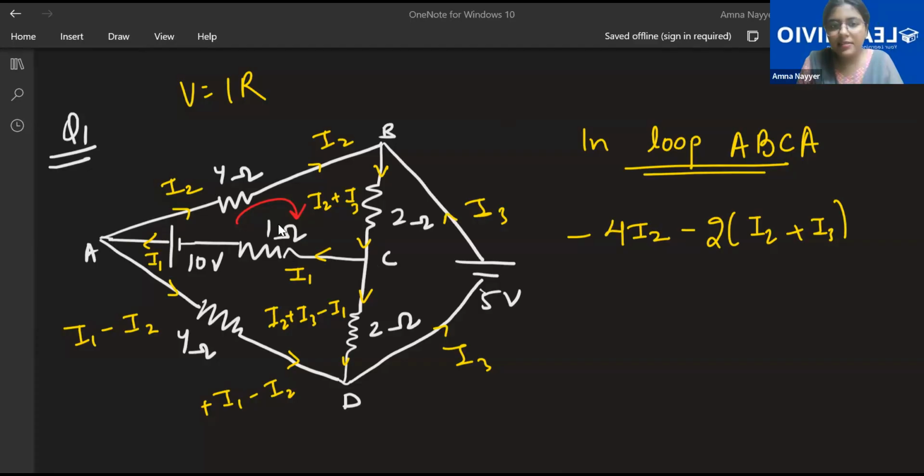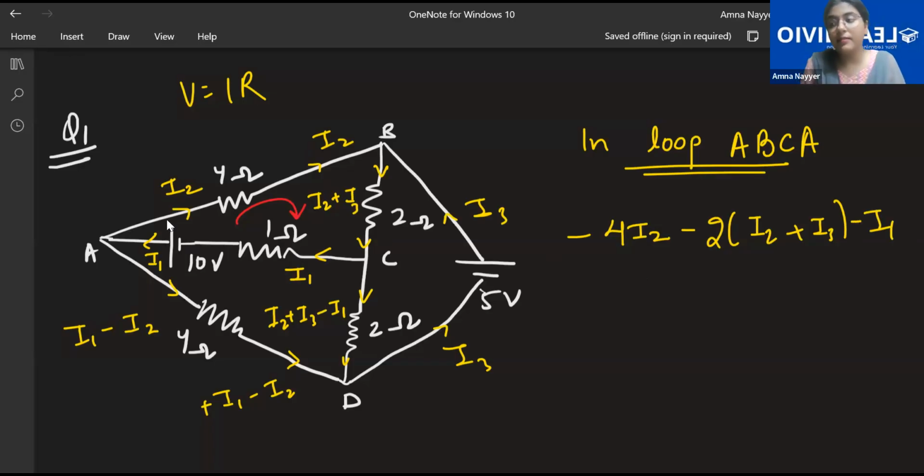This resistance is 1, current is I1. So the resistance into current will be just I1 only. What about the signs? We are still moving along the current. Current also moved clockwise in this. We also moved clockwise, so it will be negative again.